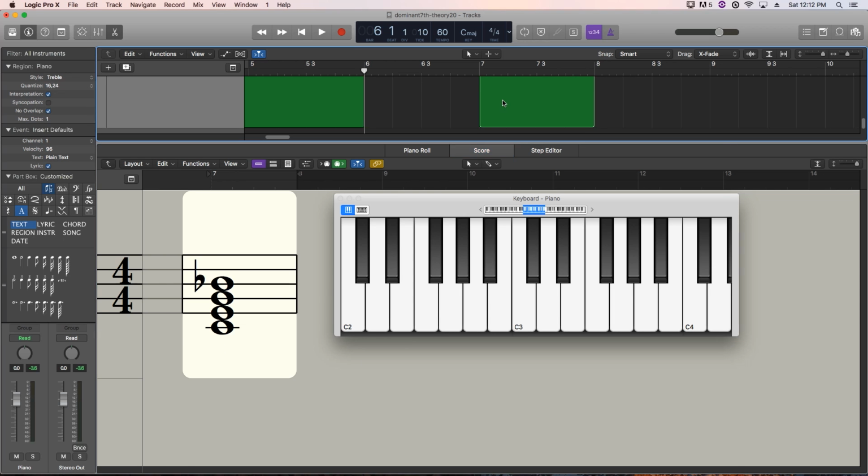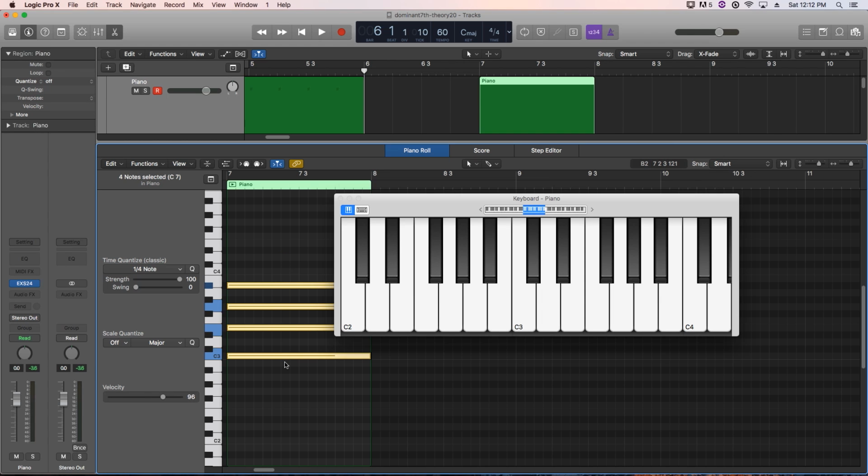Let's do another one. Let's pick any random major chord. Let's start on A. So an A major triad is A, C sharp, E.